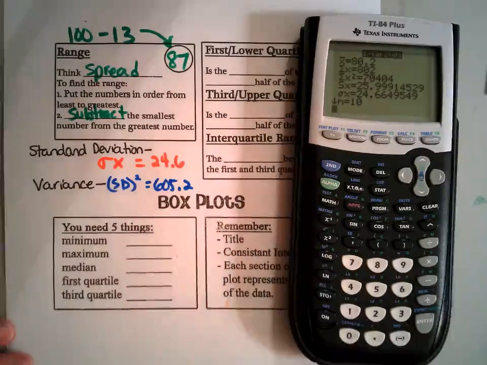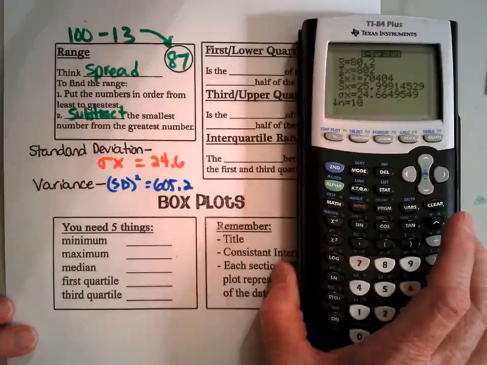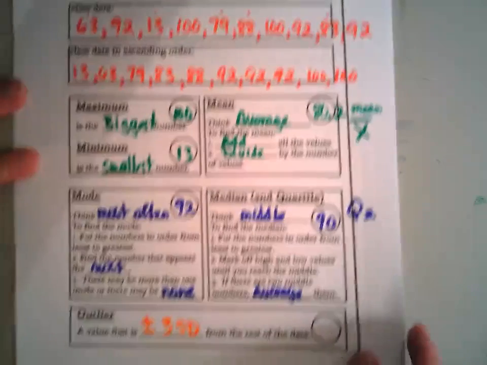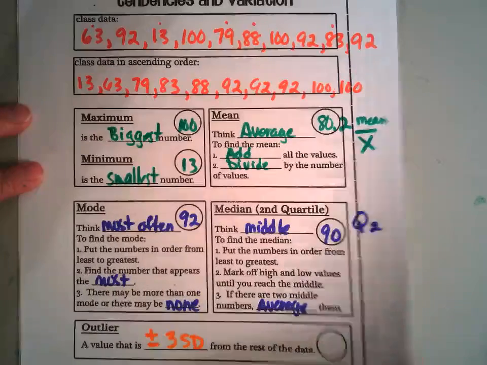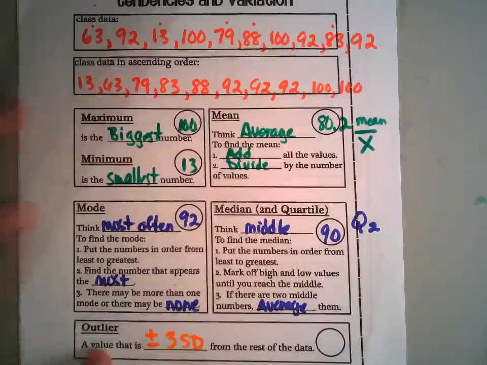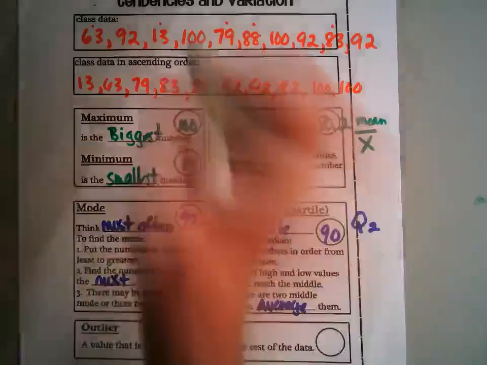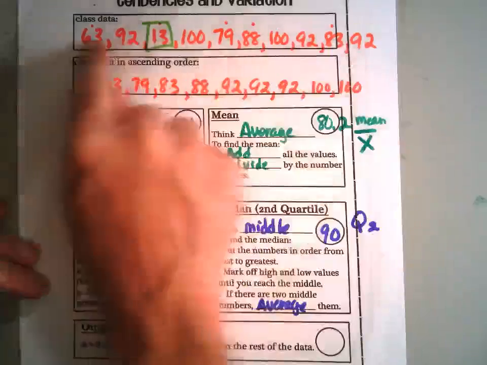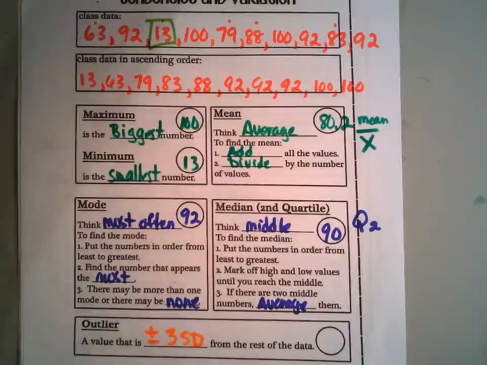All right, let's go back and we'll talk about outliers. So what you might be looking at is for an outlier. An outlier would be a piece of data that just doesn't really fit with the rest of the data. Most of you will sit here and go, oh, I see it, 13. 13 is a data point that's not even close to the rest of them, so some of you will say 13 is going to be our outlier.